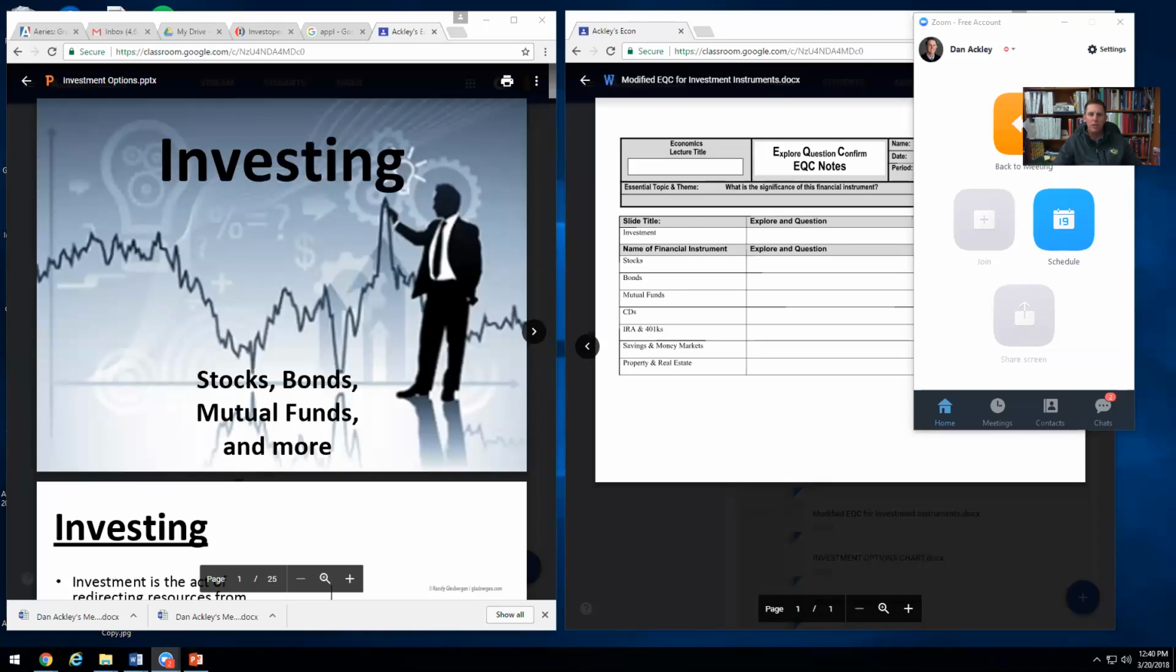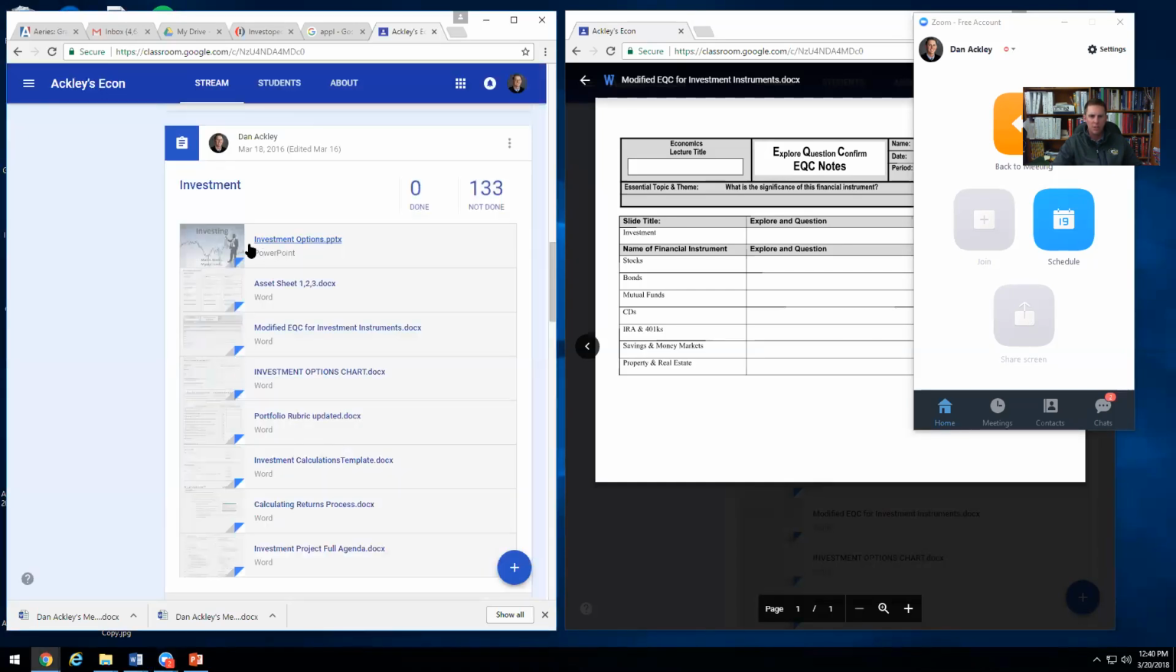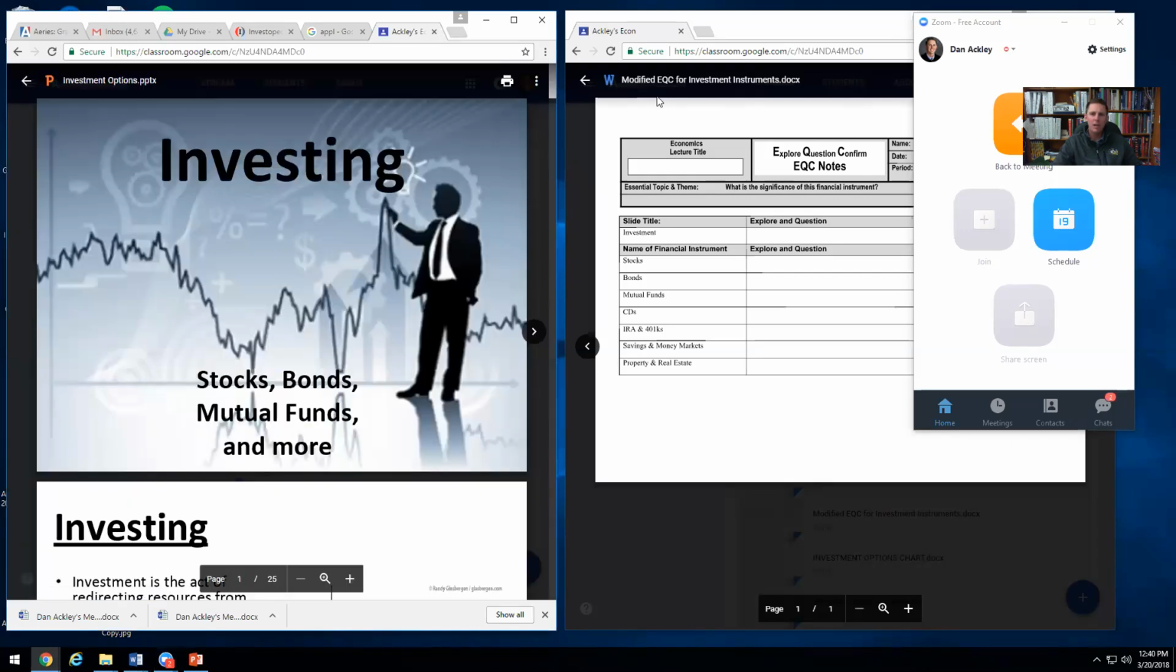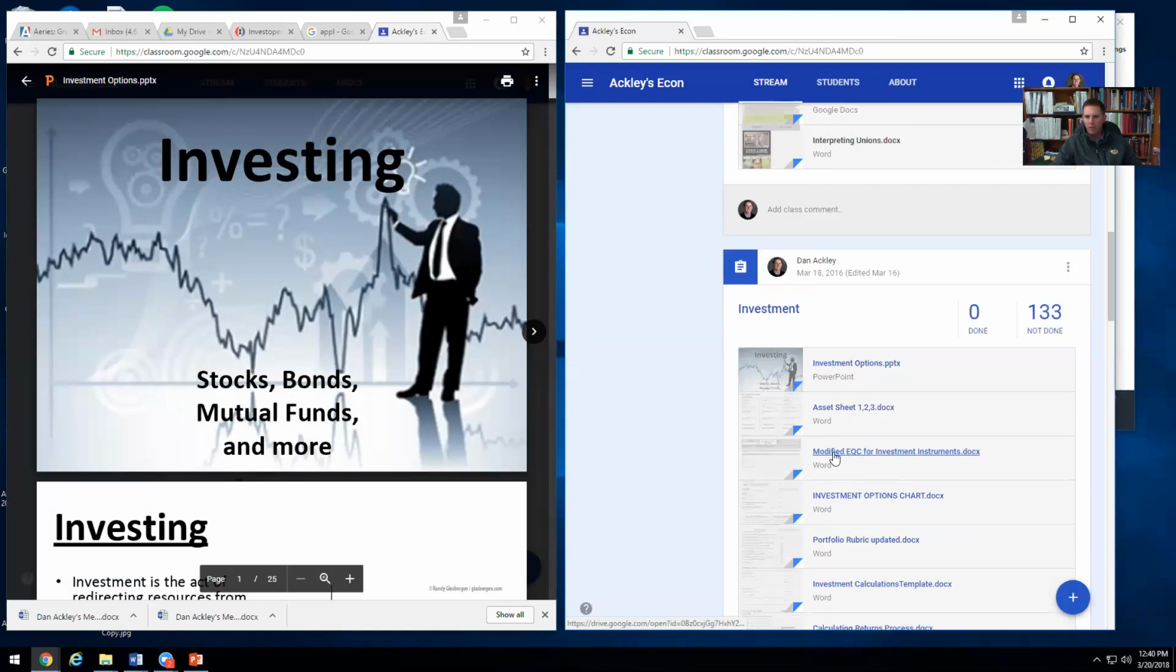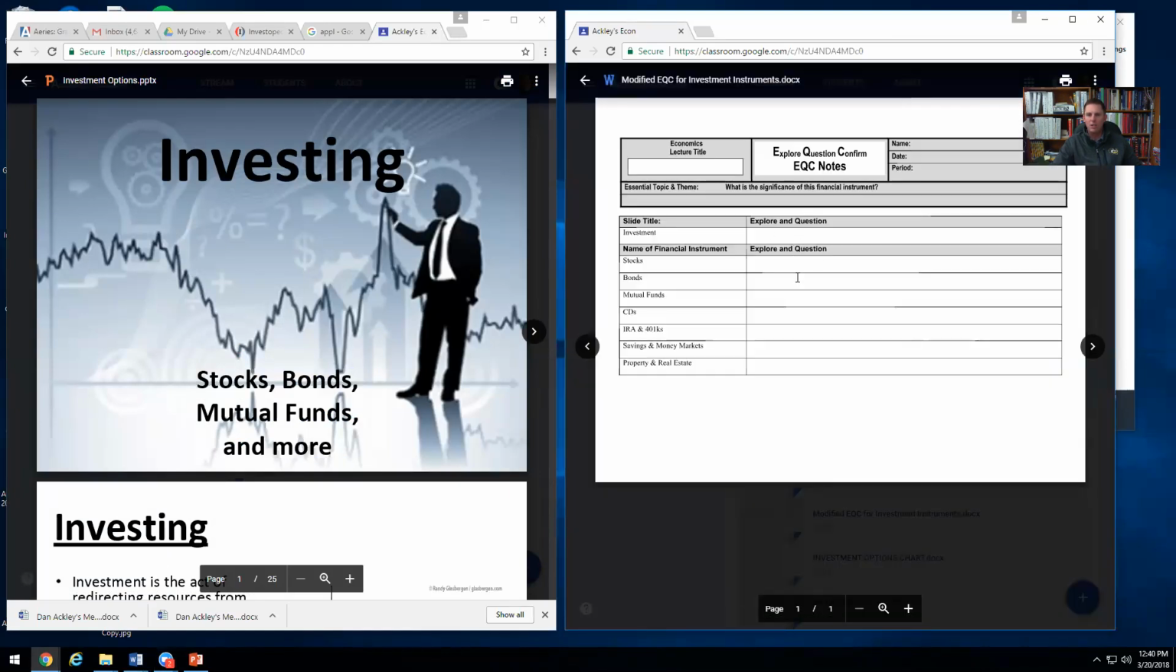What you need to do first, each day that you're doing the lecture notes, is open up two windows. So you'll need to open up Google Classroom twice. One, to go to this PowerPoint here, the investment options PowerPoint. And then two, you'll need to go down here to this modified XE. What I would recommend is that each day you have these side by side so that you can take the notes through here, and also be typing in the fields.